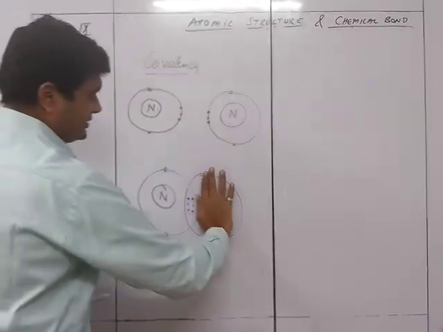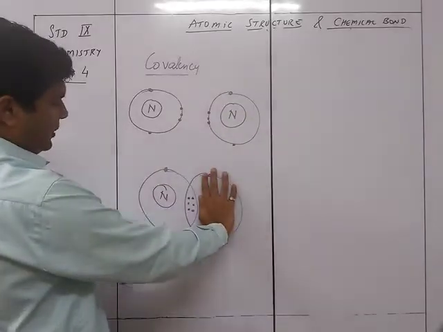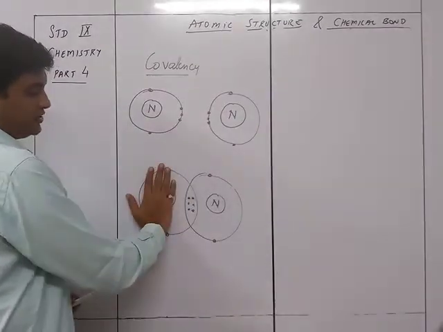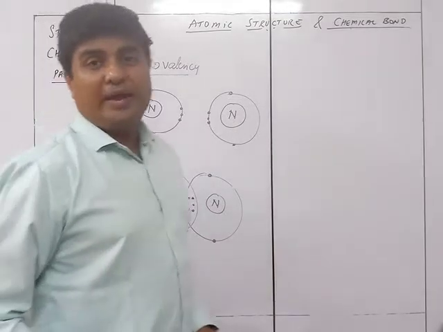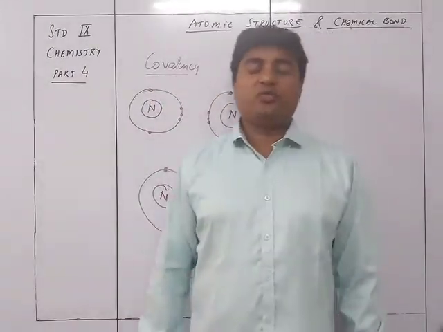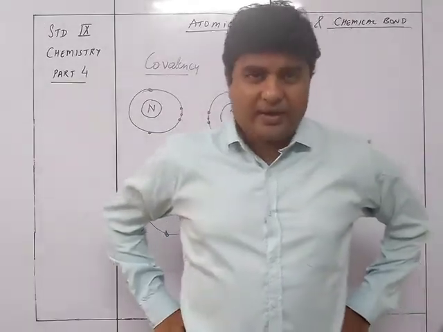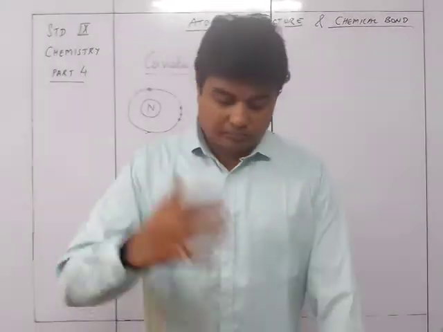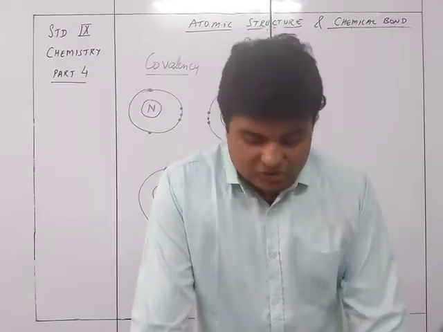If I hide this, this nitrogen has how many electrons? 1, 2 and 6 over here, so 8. If I hide this one, it has 1, 2 and 6 over here, so 8. So to attain a stable electronic configuration, that is, to have a complete octet, if the electrons are shared by the atoms, then it is called covalency.